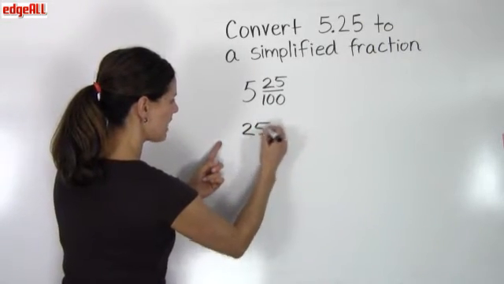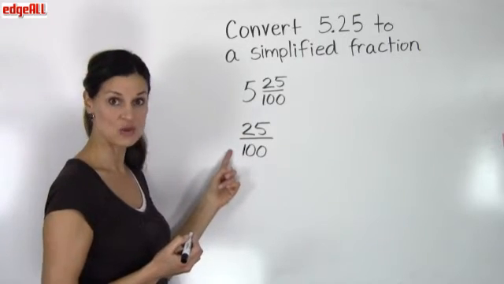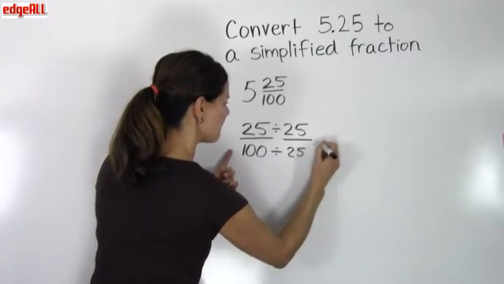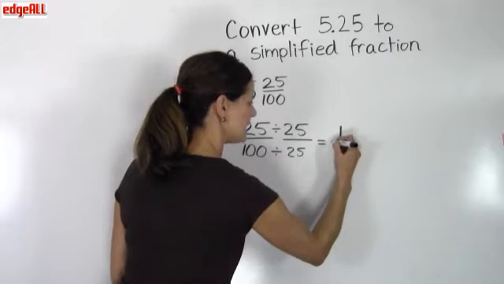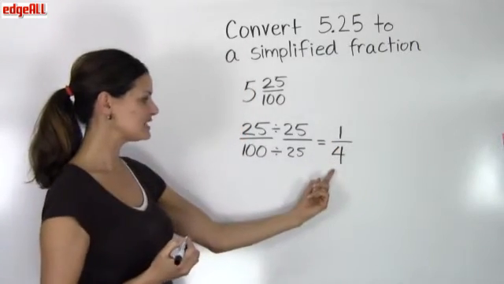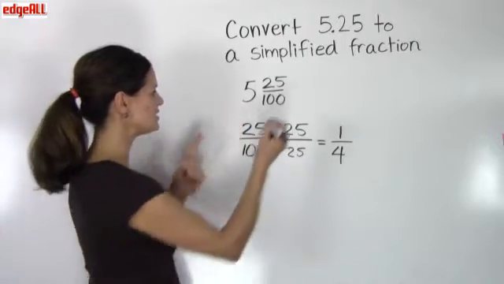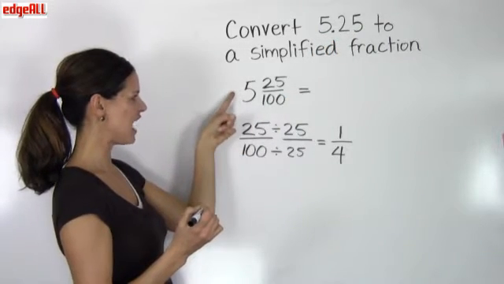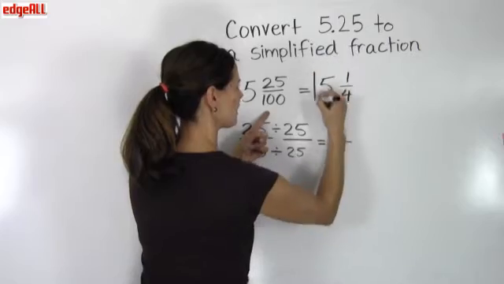So my 25 over 100 can be simplified by dividing both my numerator and denominator by 25. If I divide the numerator by 25 and the denominator by 25, I end up with my simplified fraction: 25 divided by 25 equals 1 in my numerator, and 100 divided by 25 equals 4 in my denominator. So the simplified form of 25 hundredths is 1/4. So I can do that in my solution here and make a simplified fraction. So 5.25 is equal to 5 and 25 hundredths, which is simplified to 5 and 1/4.